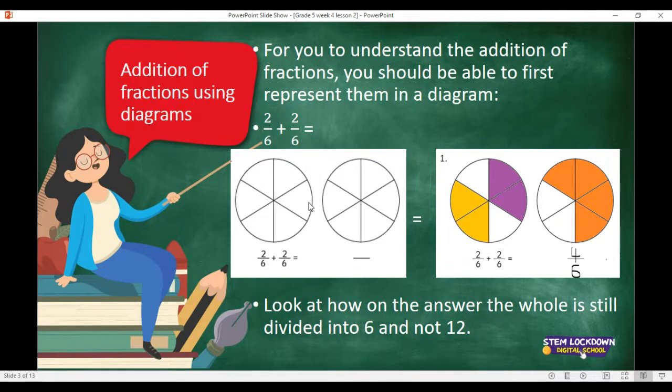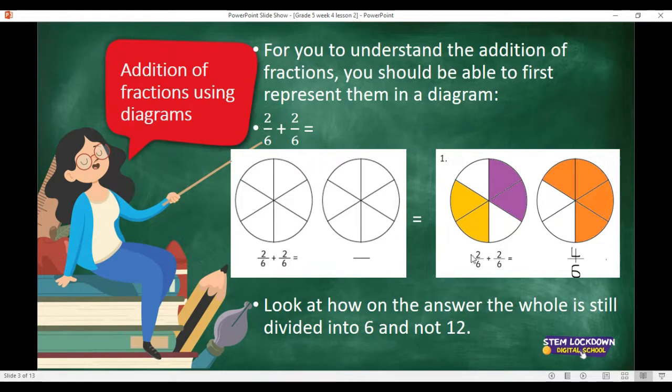So here we come. Here is 2/6 plus 2/6, and I gave you diagrams that are not shaded. What is it that you notice? You can see that this circle, or this cake, is cut into how many pieces? 1, 2, 3, 4, 5, 6. Here is where you have to do your addition, and here you have to write the answer. Which makes me move on to the next step.